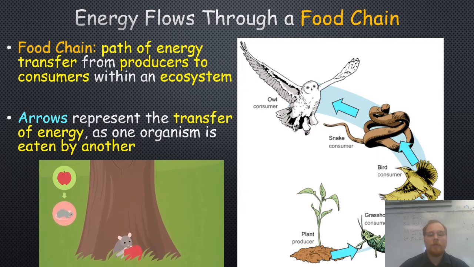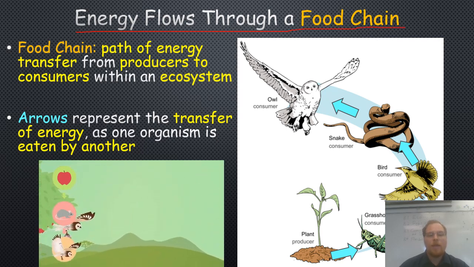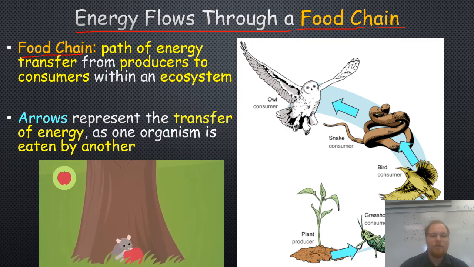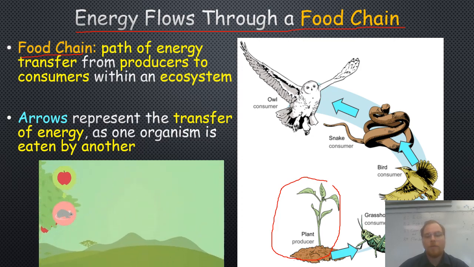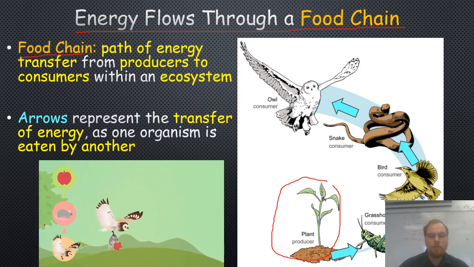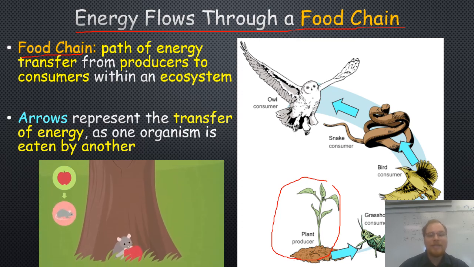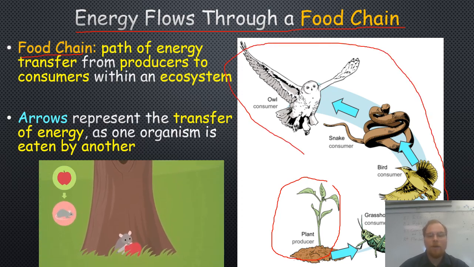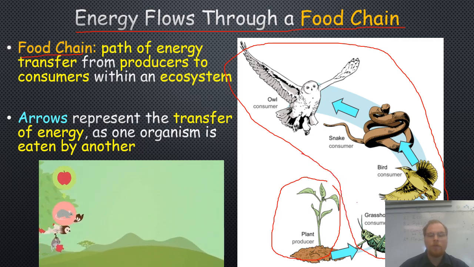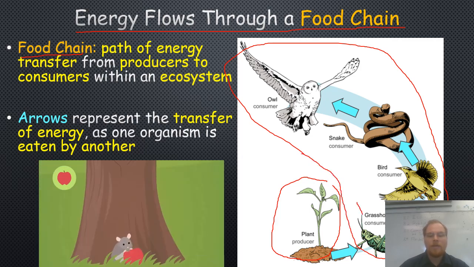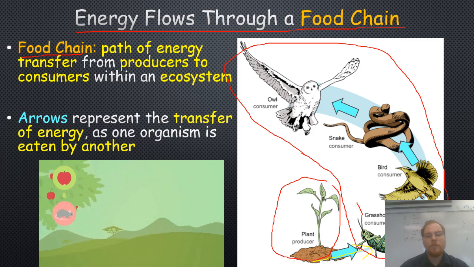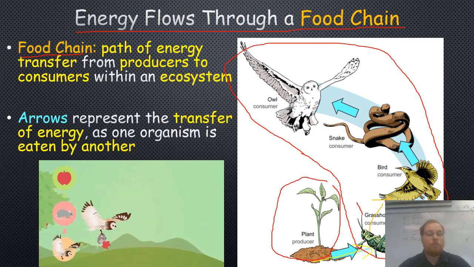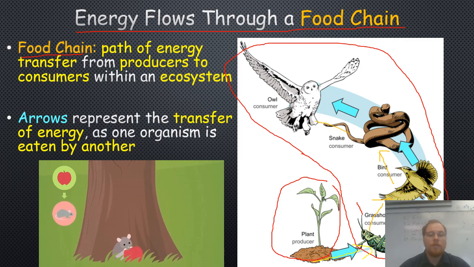Now, this is the big thing we're going to be talking about in Unit 8.2. The energy flows through a food chain. And a food chain is basically the path of energy from producers, like this plant, to consumers in the environment. So this plant right here is making its own energy because it's a producer and is eaten by other consumers over here. So the grasshopper is going to be eating the plant and the energy flows to the grasshopper. And that grasshopper is eaten by a bird, and that energy from the grasshopper is given to the bird, and so on and so on.